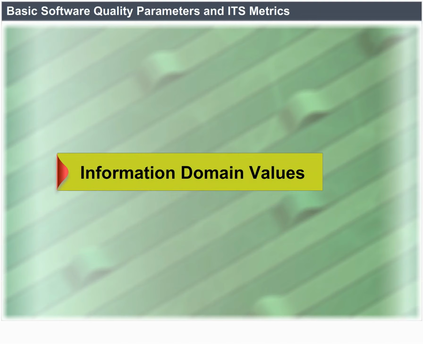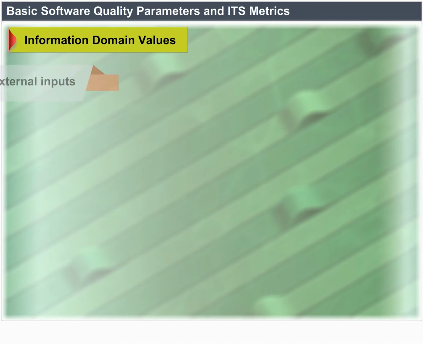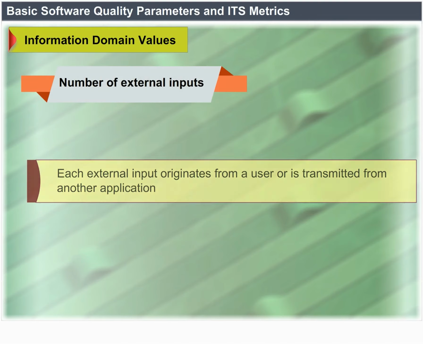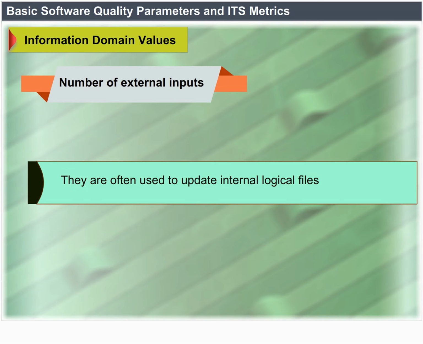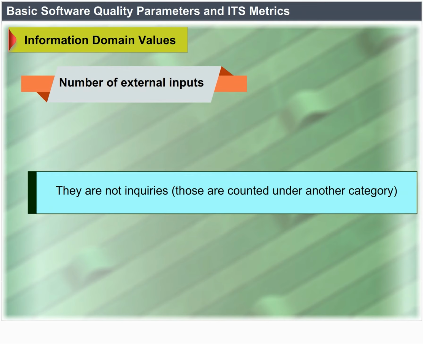Information domain values. Number of external inputs. Each external input originates from a user or is transmitted from another application. They provide distinct application-oriented data or control information. They are often used to update internal logical files. They are not inquiries; those are counted under another category.